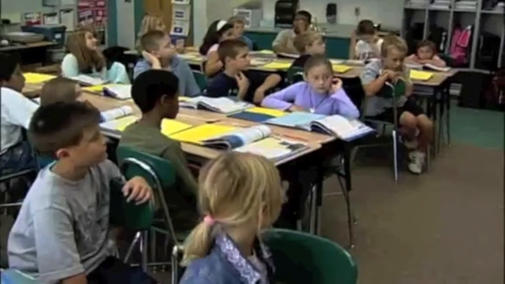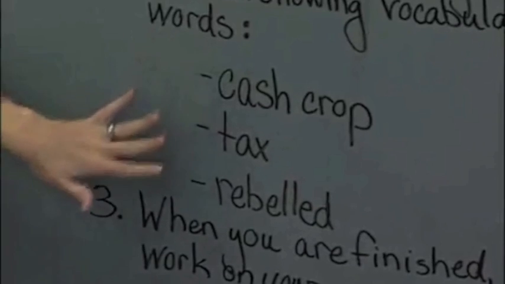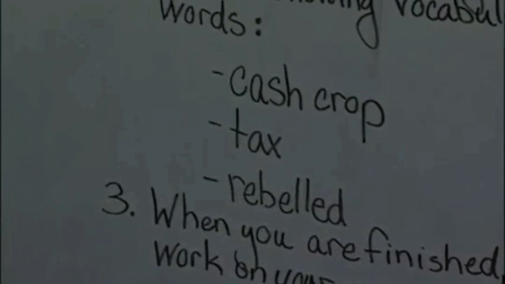Today what you're going to be doing, you're going to read pages 98 to 101 in your social studies text. After you finish reading the text, you'll complete your graphic organizer for the words cash crop, tax, and rebelled.